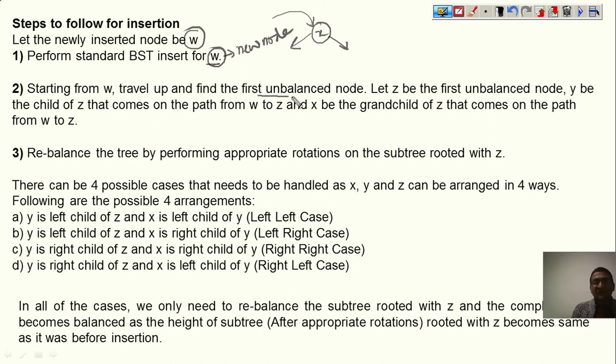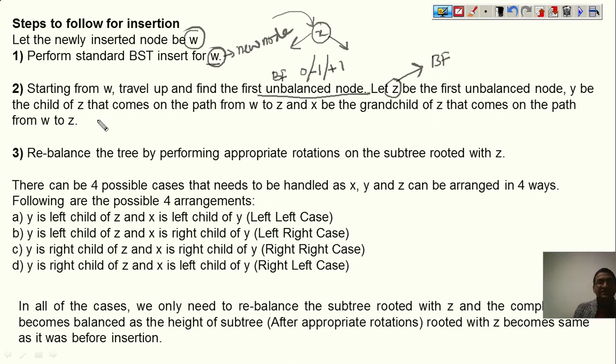So when I say unbalanced node, we are looking for any node whose balancing factor is not 0, not -1, not +1. If you find any node which does not have this balancing factor, that node is said to be unbalanced. Let Z be the first unbalanced node. We are calling this the critical node. This is a node whose BF is not among these, and it is said to be unbalanced.